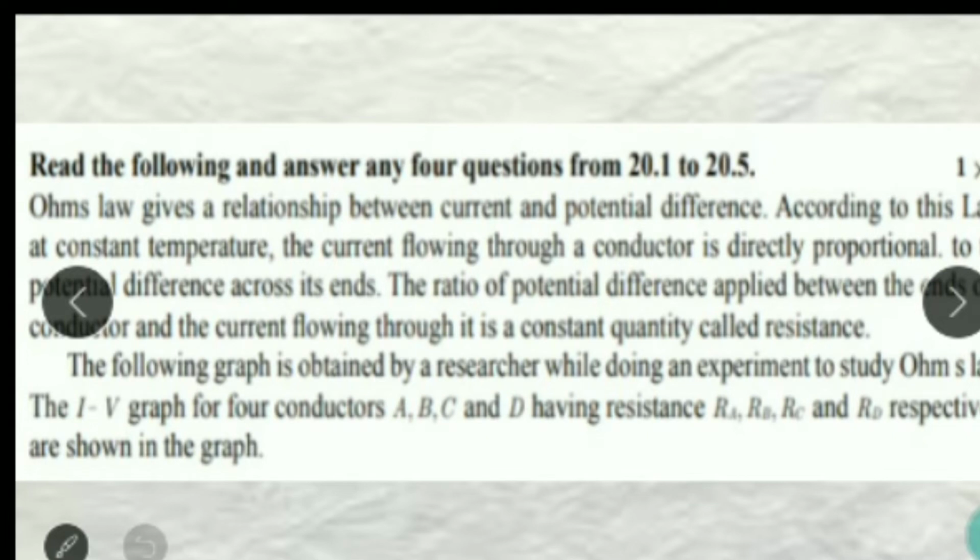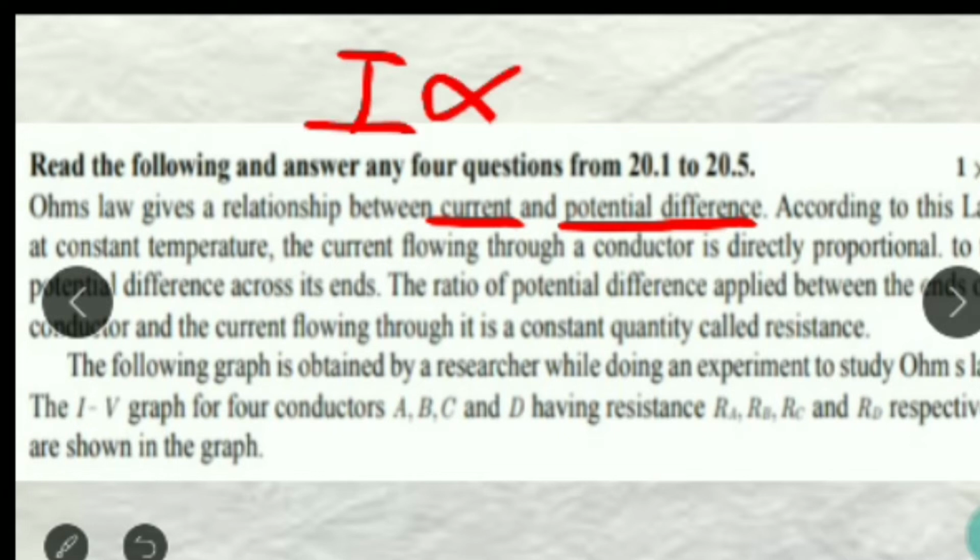Ohm's law gives a relationship between current and potential difference, meaning I and V. According to this law, at constant temperature, the current flowing through the conductor is directly proportional to the potential difference across its ends. So we know what Ohm's law says. Ohm's law says that the current is directly proportional to the potential difference.